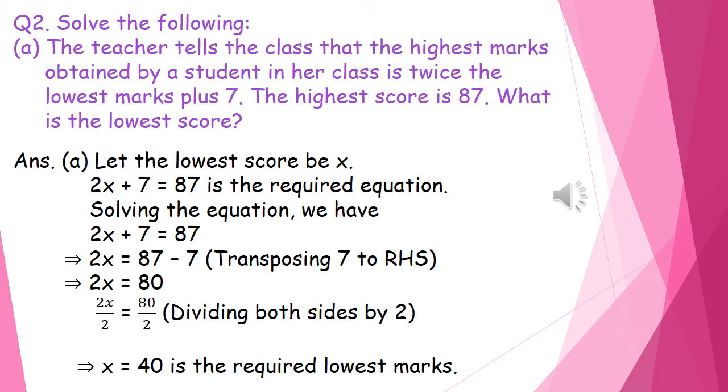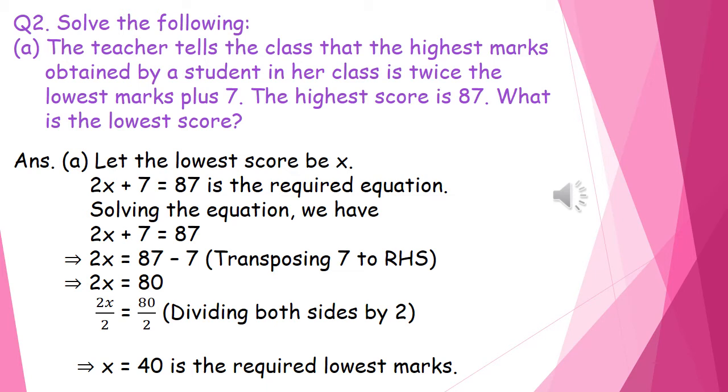Question number 2. Solve the following. These are all word problems. Part A. The teacher tells the class that the highest marks obtained by a student in her class is twice the lowest marks plus 7. The highest score is 87. What is the lowest score?